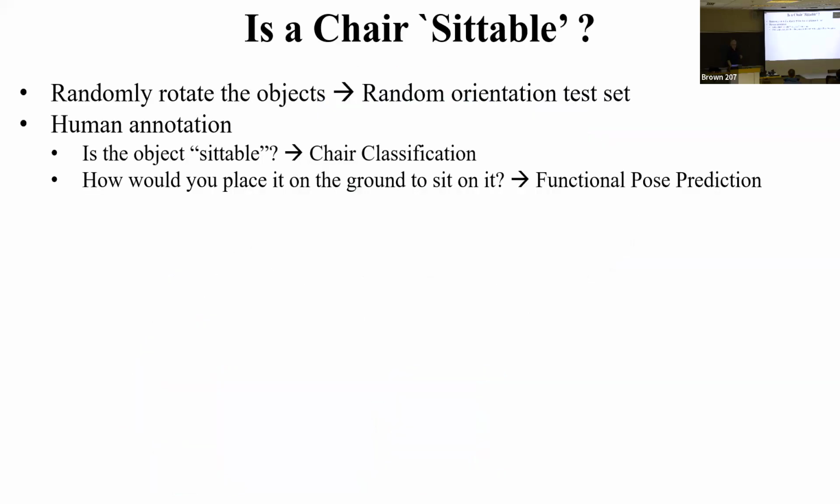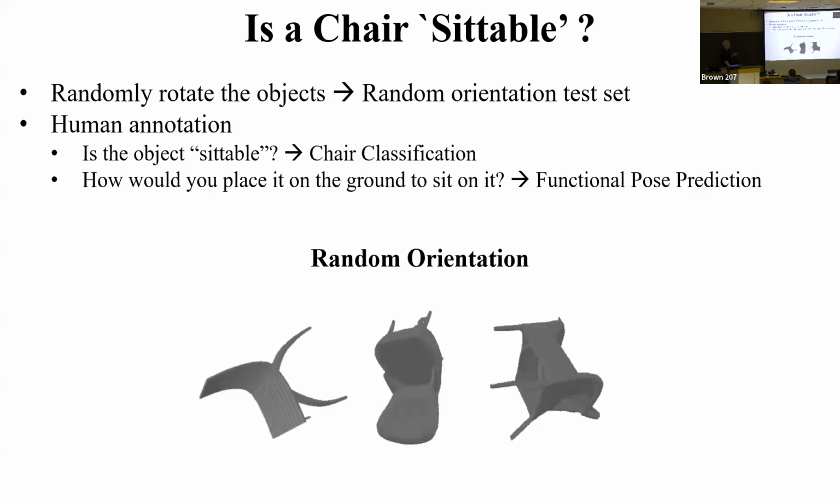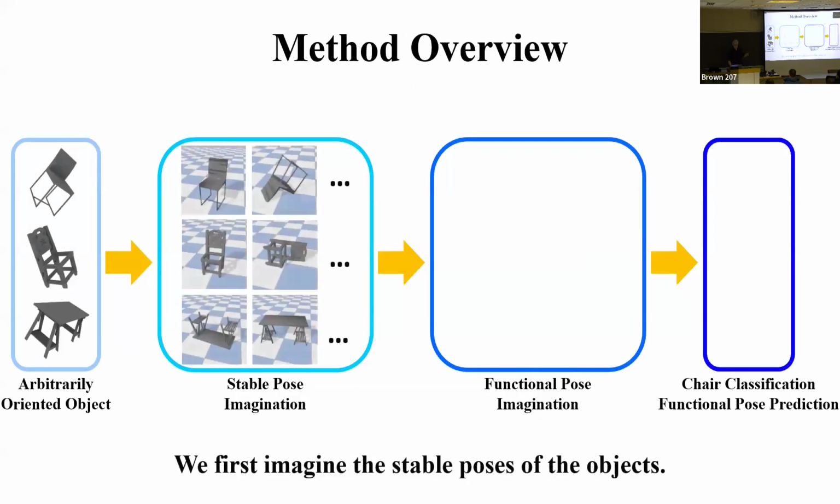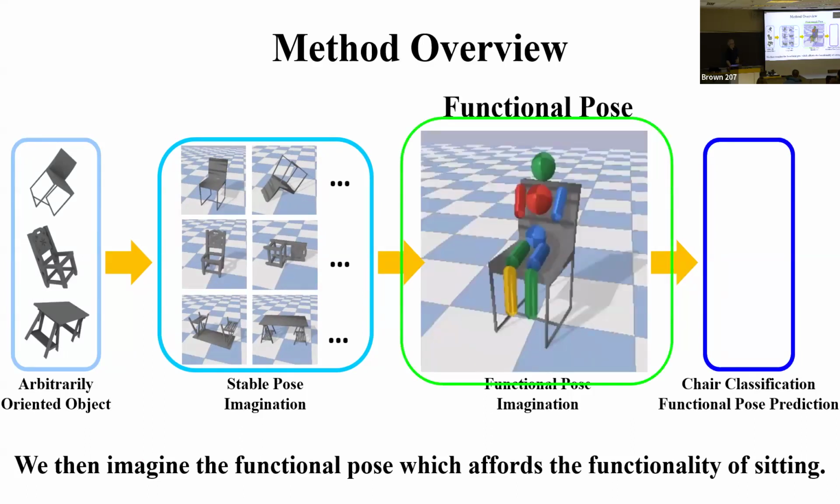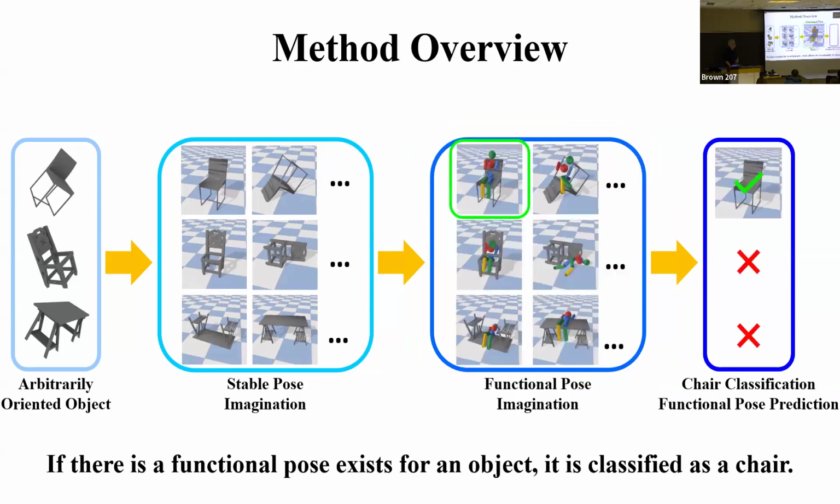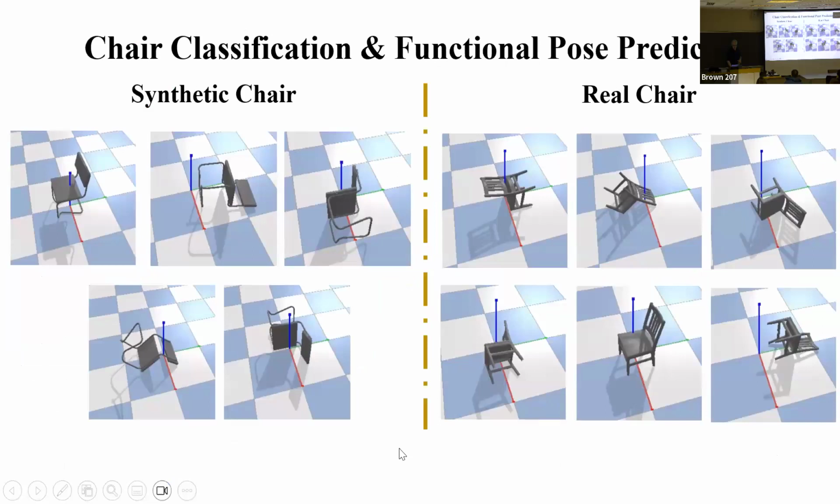So what we do is it's real to sim to real. The robot comes, it scans the object, takes it and drops it in simulation at many different orientations, sees where it settles, and then drops a humanoid figure on it and sees if it supports sitting, okay? And then if it does, then it simultaneously has found it is a chair and that's the correct orientation. So the next slide is the one that everyone likes.